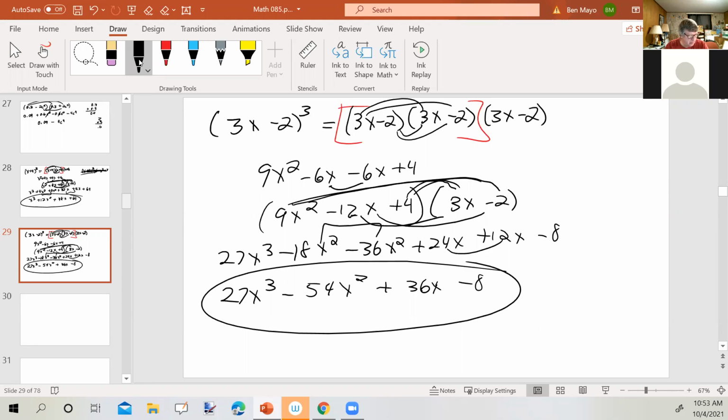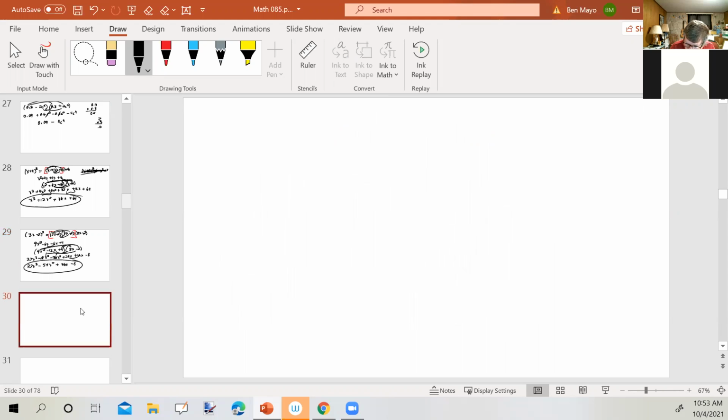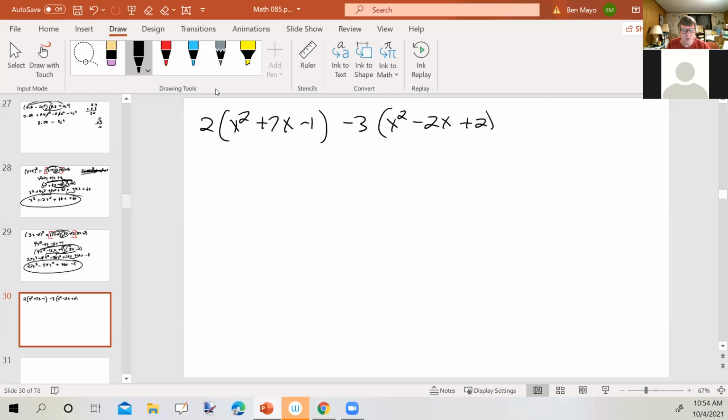Now, in a previous section, we looked at adding and subtracting polynomials. Yesterday and today, we've been looking at multiplying polynomials. So now we're going to have a mixture where within the same problem, we'll have both multiplication and addition, or multiplication and subtraction, et cetera. Okay, so how about this one, for instance? 2 times the quantity, x squared plus 7x minus 1, minus 3 times the quantity, x squared minus 2x plus 2. So first of all, let's follow order of operations as we always would.